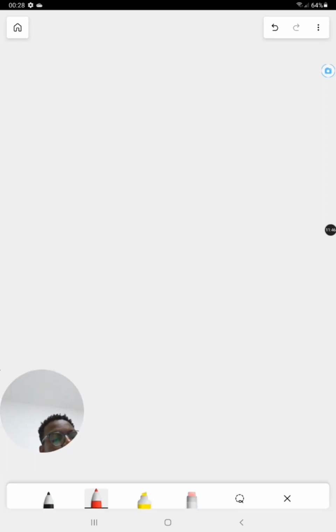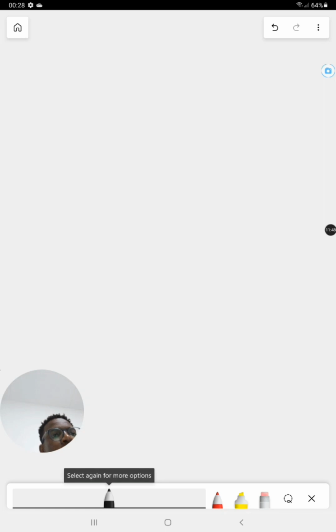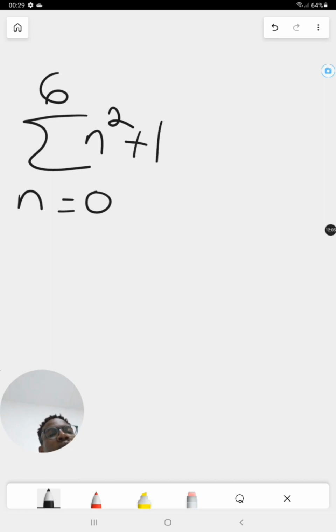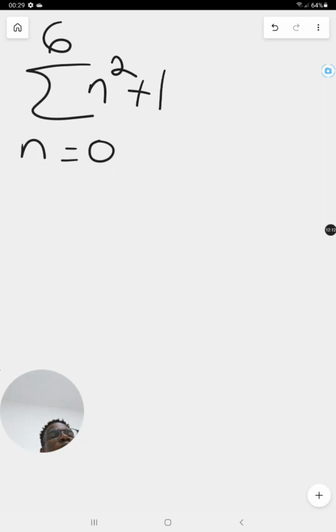Let's say you've got sigma from n equals 0, and up here that's 6, and then n squared plus 1, whatever. What is the answer for this thing, and what does it mean?